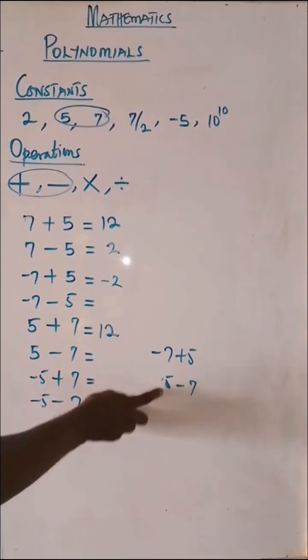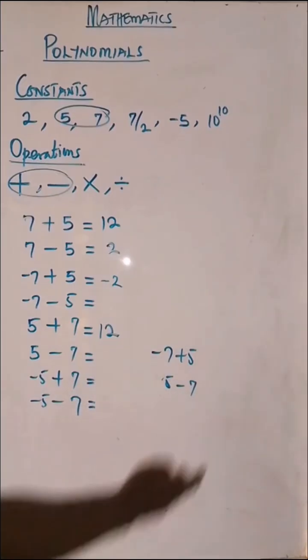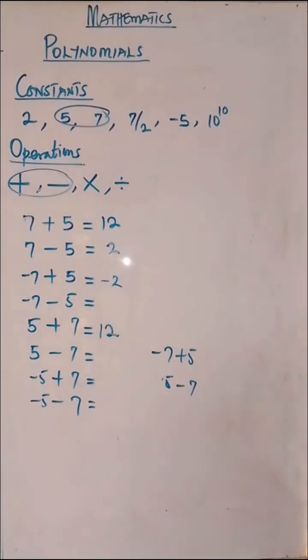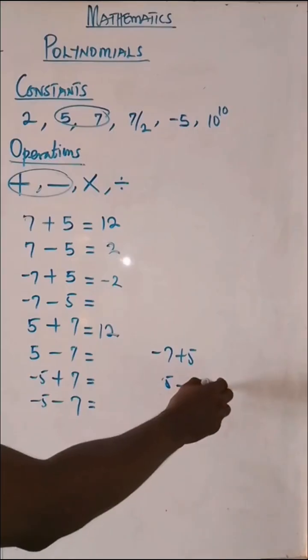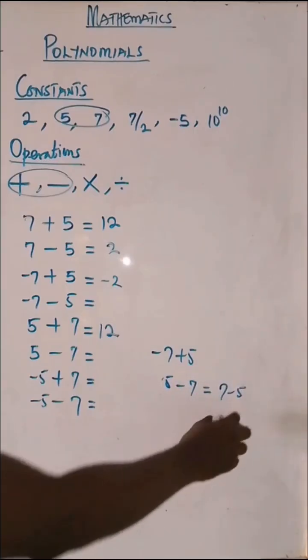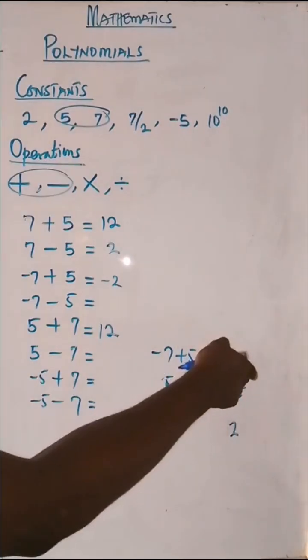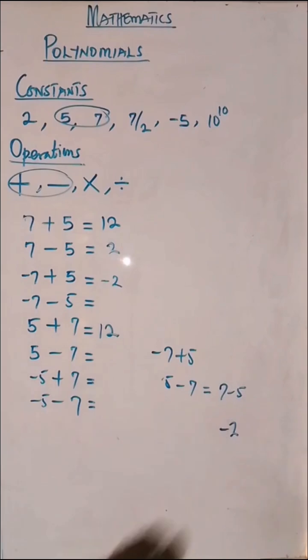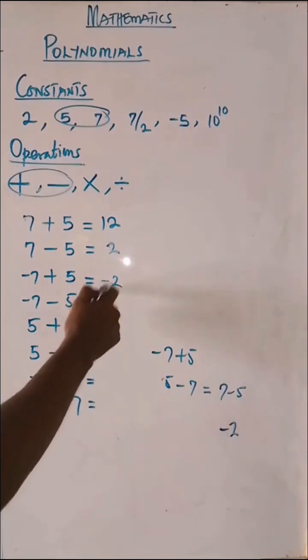So, what is 5 minus 7? It's not possible to remove 7 from 5. So what can you do? You can flip it and write 7 minus 5 instead. 7 minus 5 is what? It is 2. But because we flipped, it becomes negative. So the answer is minus 2.